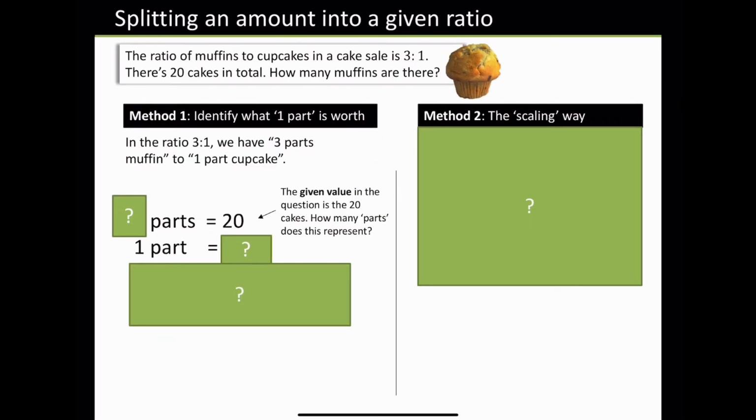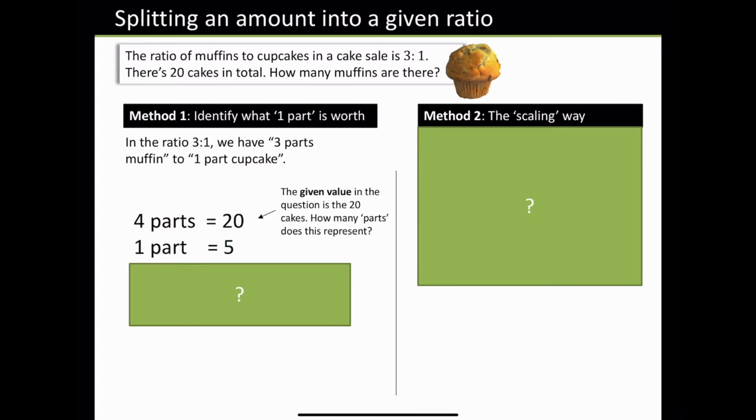Now, splitting amounts to a given ratio. The ratio of muffins to cupcakes in a sale is 3 to 1. There's 20 cakes in total. How many muffins are there? You can do it in 2 different ways. Method 1, identify the 1 part. So 4 parts is 20, so 1 part will be 5.